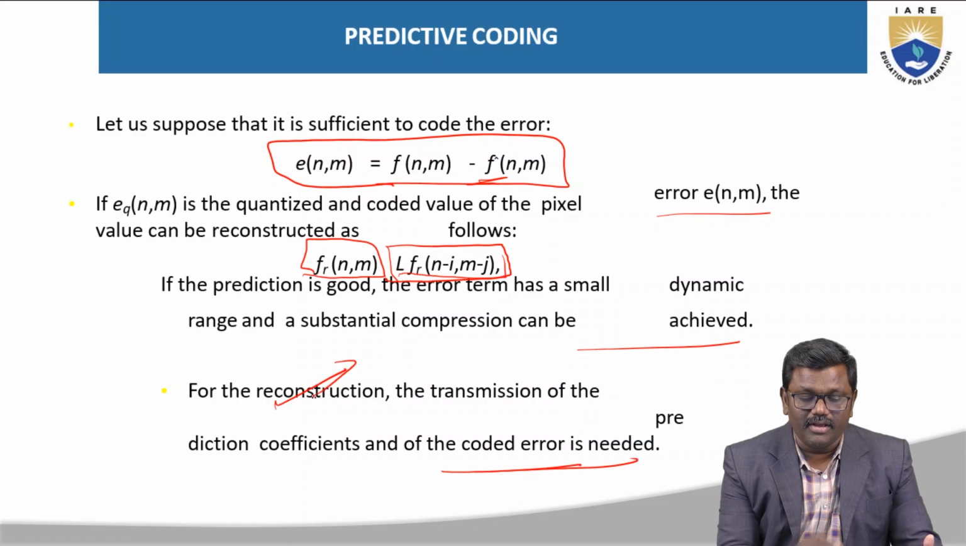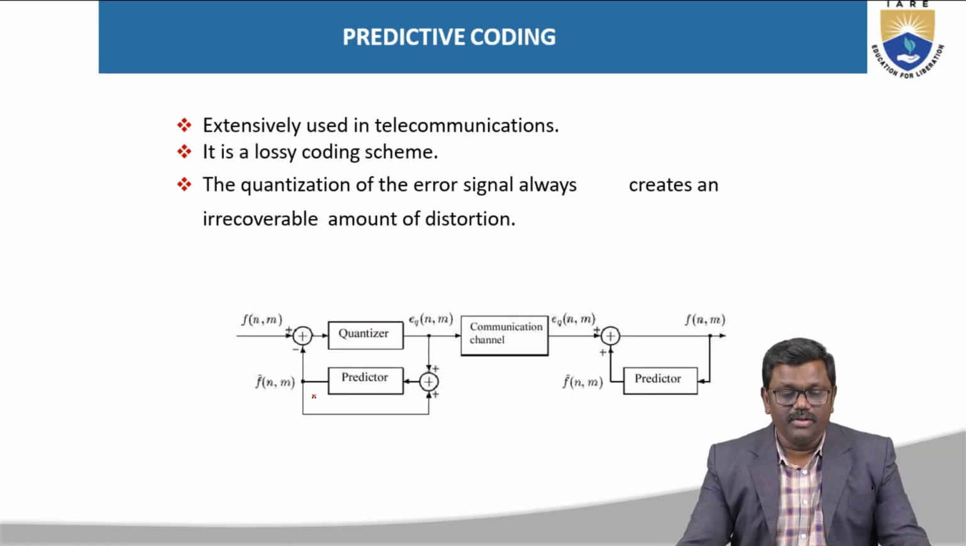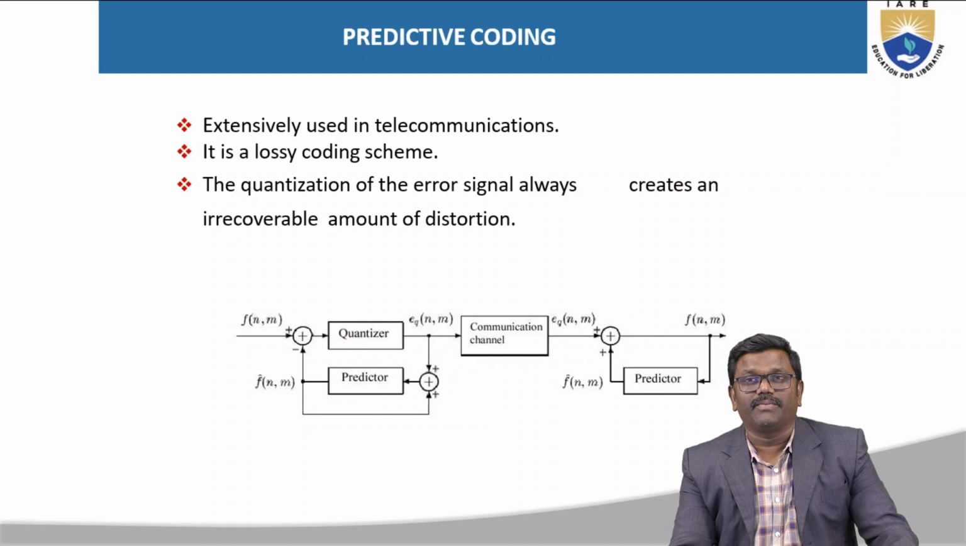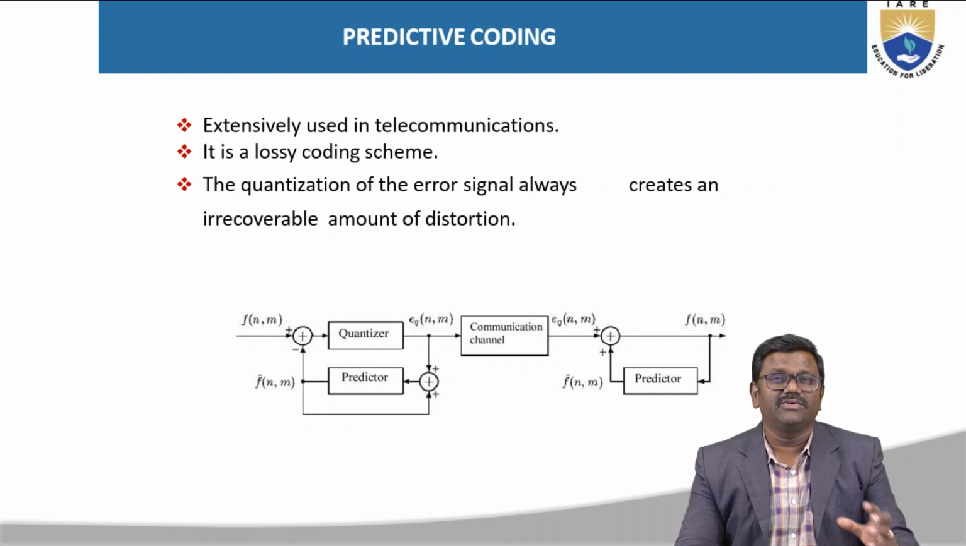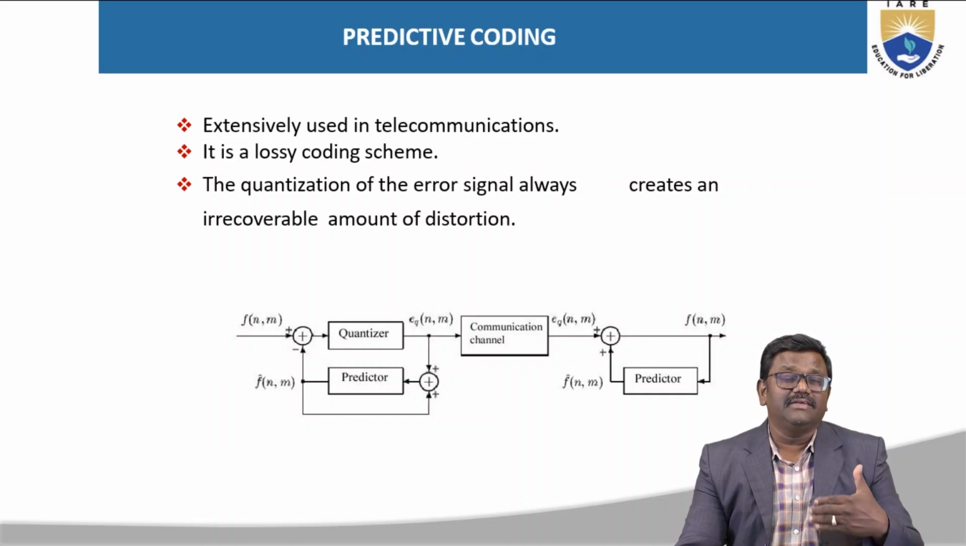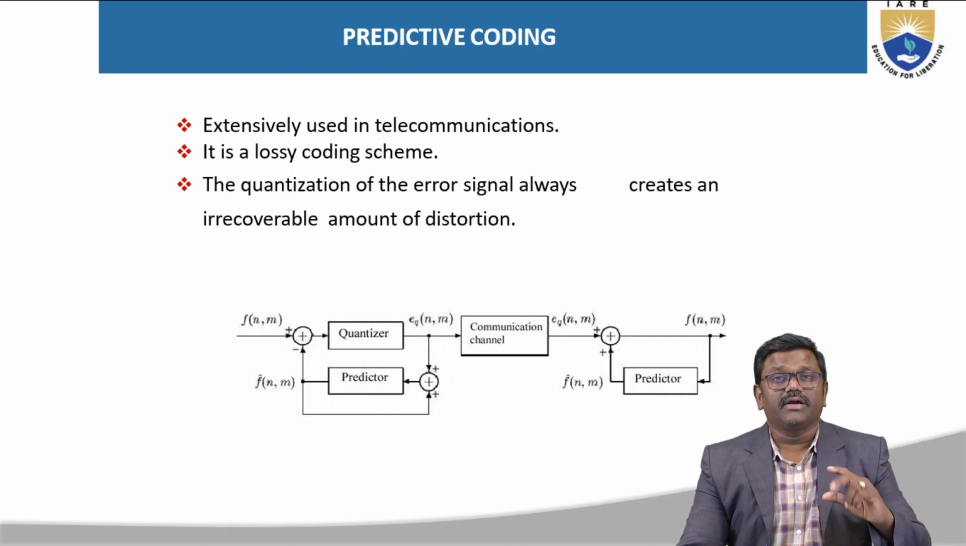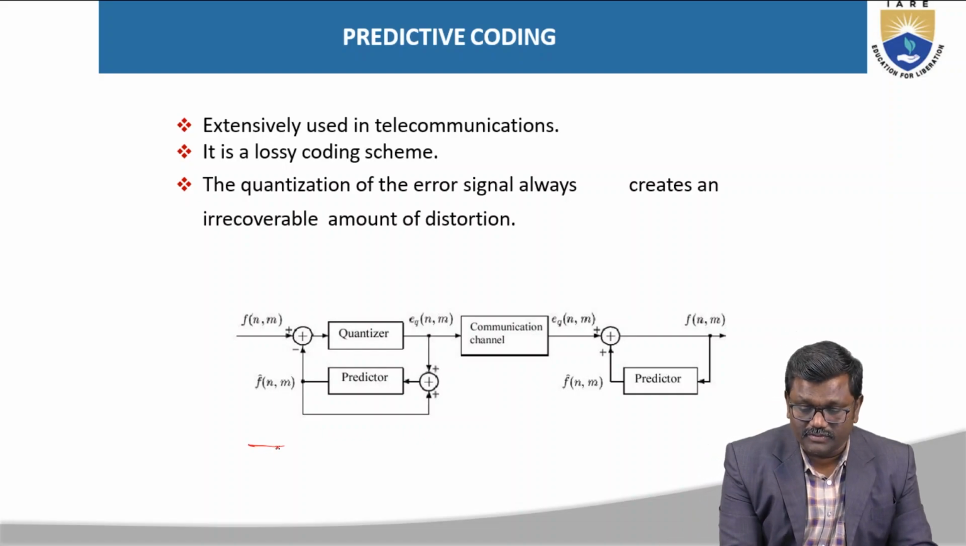Why? Because they are needed when the image is reconstructed. Let us see how this predictive code helps us. It is extensively used in telecommunications, where it can be a lossy coding scheme, and we prepare the quantization of the error signal, which always creates an irrecoverable amount of distortion, as shown in this block diagram.